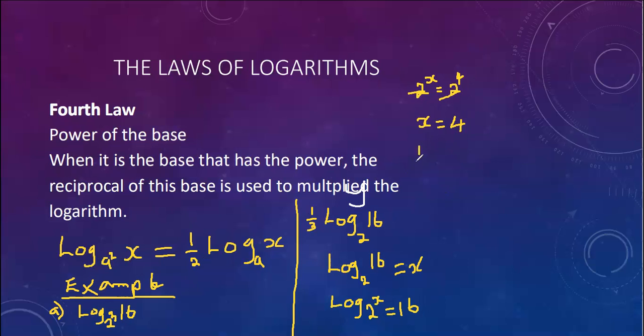So let's multiply it by the reciprocal, times 4 now. What do we have? We should have our answer to be 4 over 3. So this is how to solve this problem. Let's take another problem and solve.